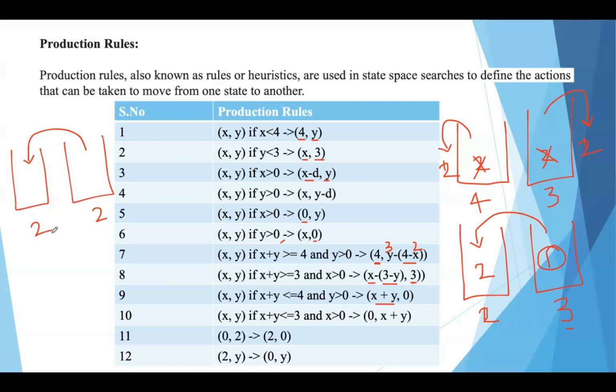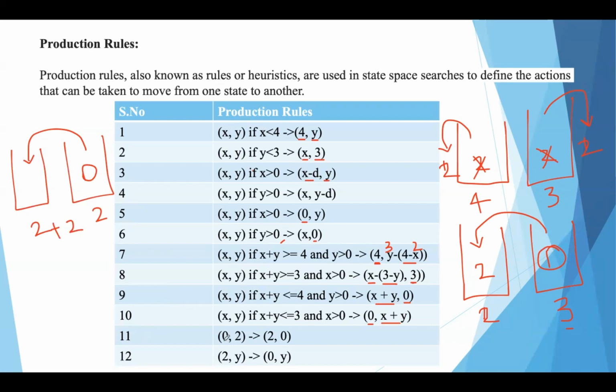So if you pour this, then earlier it is 2. And if you add 2, it will be 2 plus 2. That is X plus Y. And there is nothing in 3-liter jug. So it is now empty. So if it is rule 10, that is X plus Y is less than or equal to 3 and X greater than 0, then you need to pour all the water from 4-liter jug to 3-liter jug.